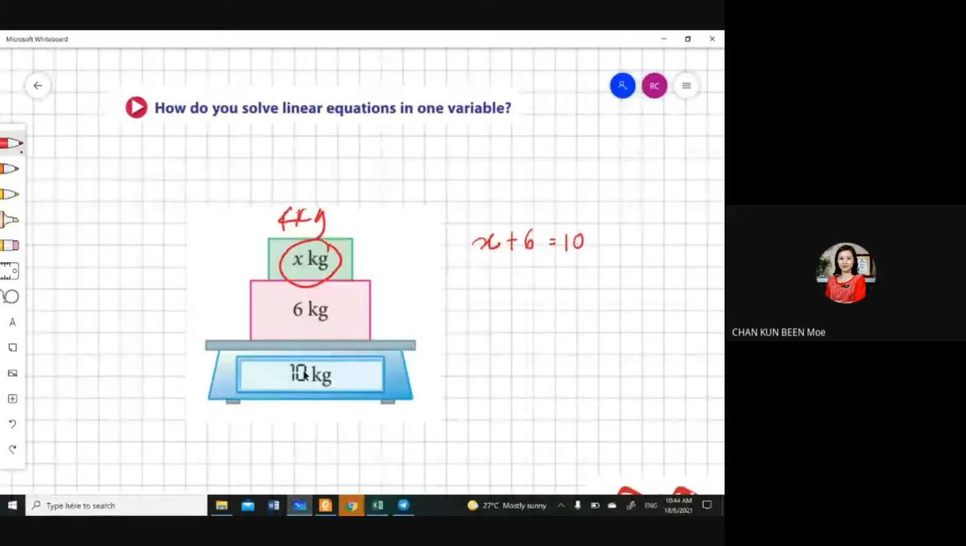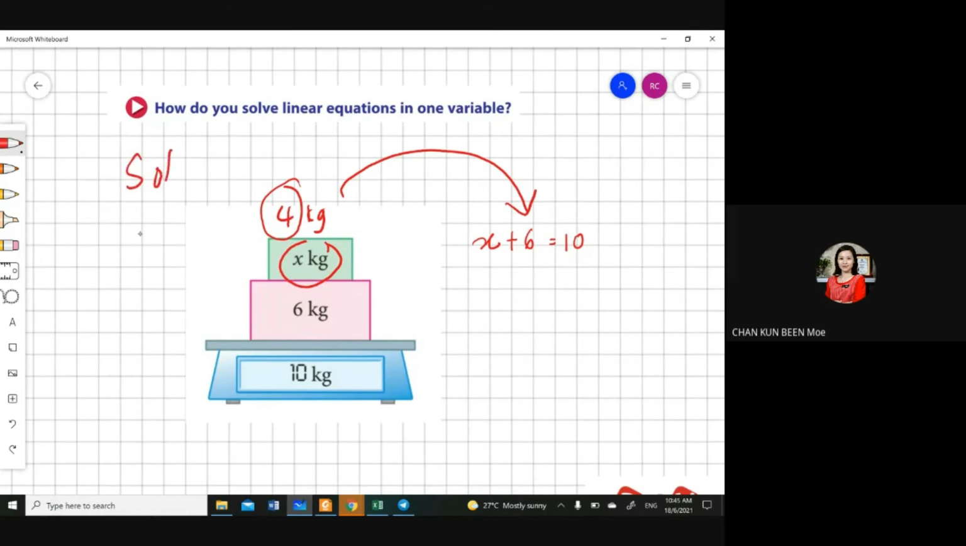Okay, this 4 over here, I write down properly. This 4 over here, it shows the numerical value that satisfies the equation of x plus 6 equal to 10, right? So we call this 4 over here the solution of the linear equation. The 4 over here, it is the solution. Okay, and then the solution, we also call it the root of the equation.